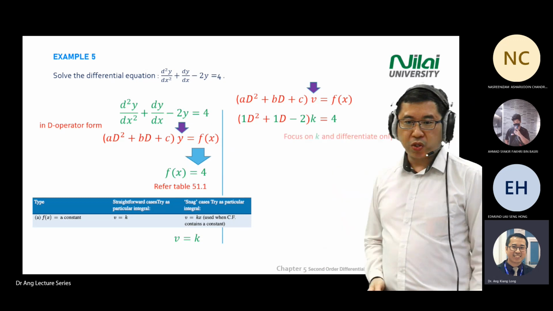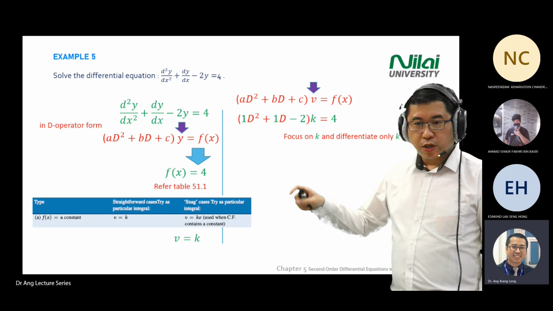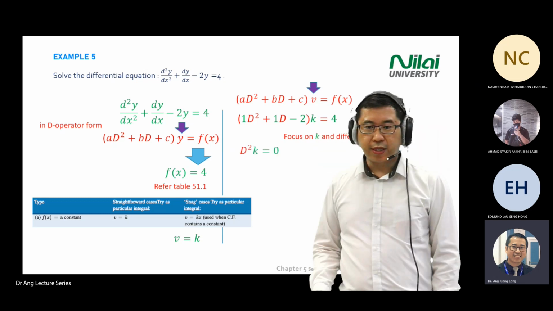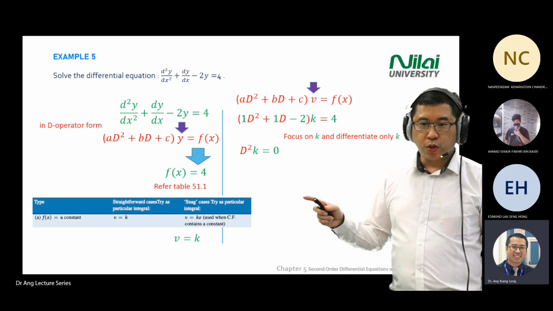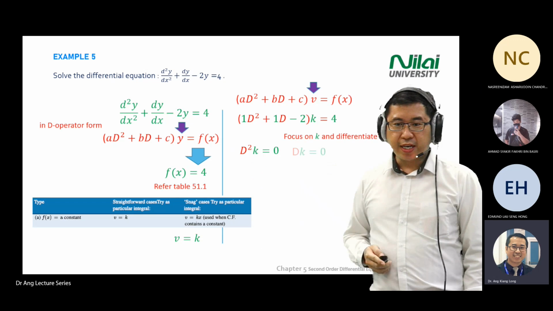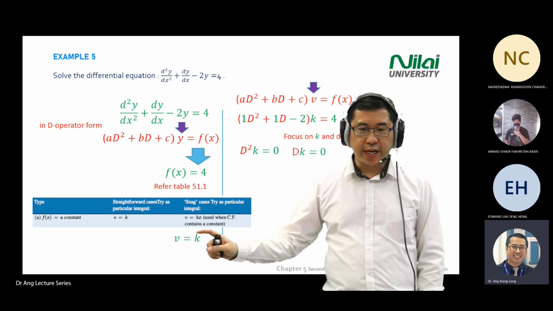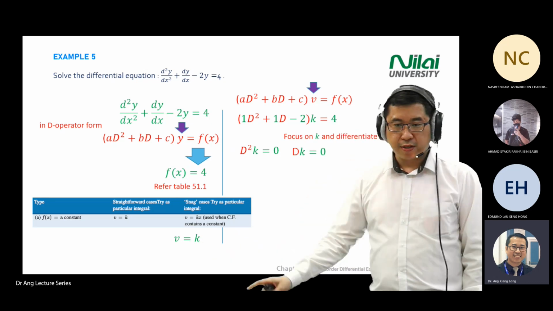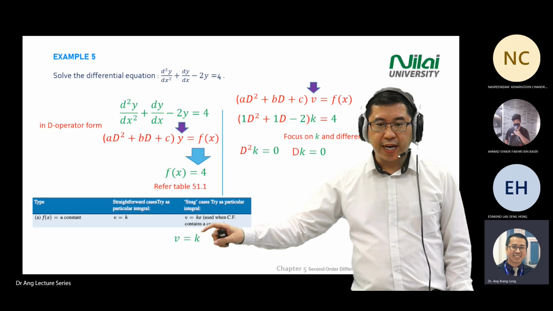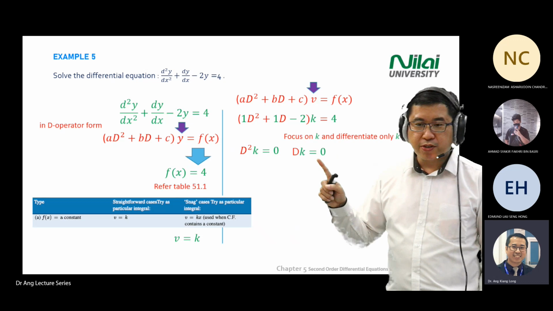After this, what do we do? You focus on K and differentiate only on K. What does it mean? You need to find what is your D squared k and Dk. Normally, we start with Dk. Means you differentiate your k over x. k is a constant, so you differentiate k over x, you get 0. You differentiate 0, you get 0.